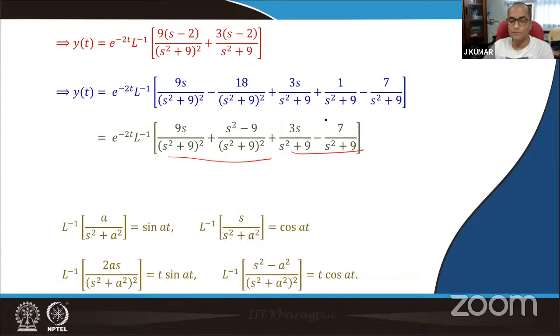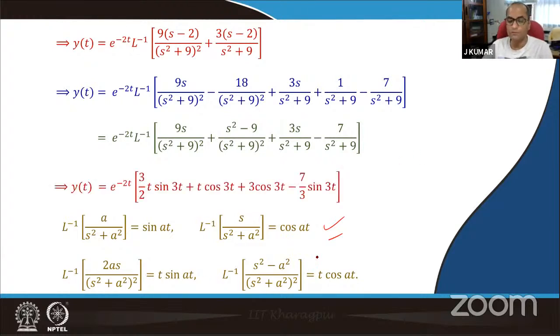Now each of these terms, we know already that the inverse Laplace transform of a over s square plus a square is sin at. We know that the inverse Laplace of s over s square plus a square is cos t, and so on. Once we use this formula, we can get directly the solution y(t).